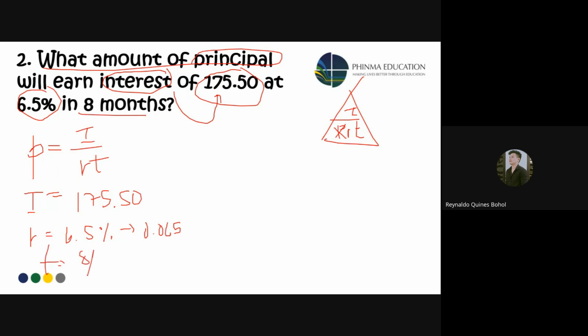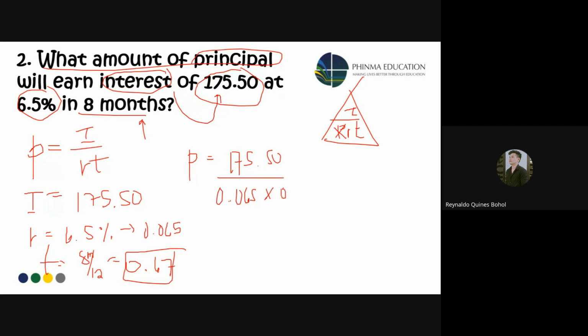And we have 8 months. The time is 8 months, so you need to divide it by 12. Since it is in months, always remember to express the time in years. So this is 0.67, two decimal places na lang tayo dito, which is 8 months, two-thirds of a year. So P is equivalent to I, 175.50, all over 0.065 times 0.67. And what is our principal?